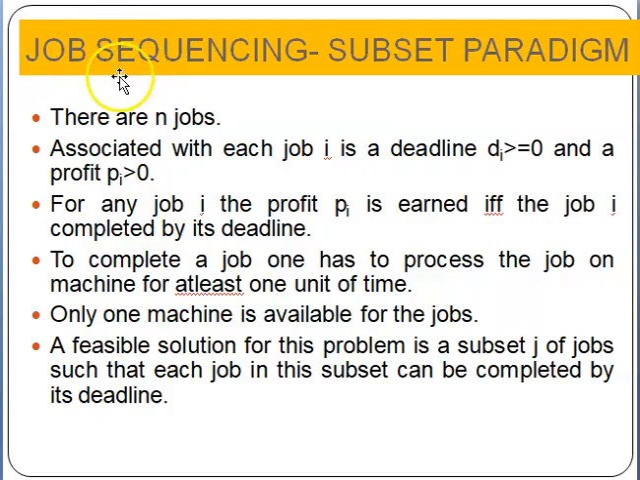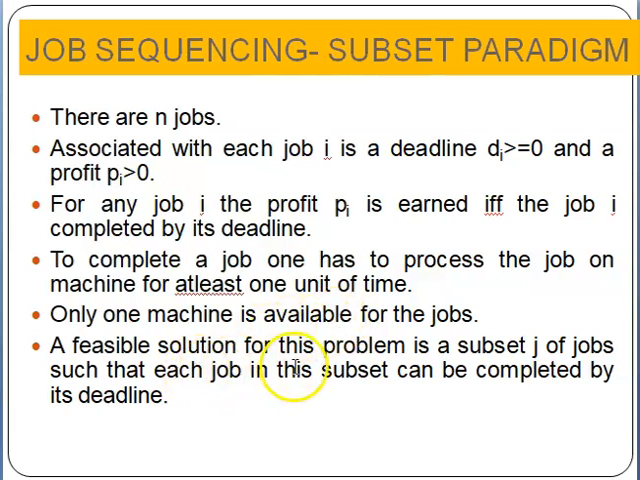So what is the input and what is the output? There are n jobs in a job sequencing problem, and with each job there is a deadline associated and a profit that you will get after execution of that job. Now if the job is executed within the deadline, only then you will get the profit. And to complete the jobs we have one processor and each job will take only 1 unit of time. So all the jobs have the same duration and only one machine is available to perform the jobs.